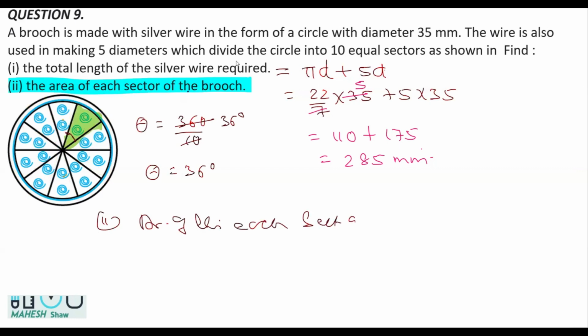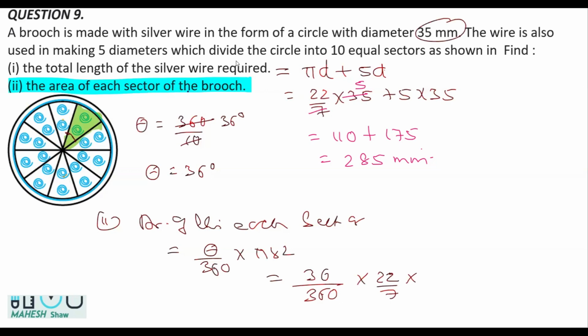sector. And what's the formula for a sector? That is theta over 360 multiplied by pi r square. Let's plug in these values here. Theta is 36 divided by 360 into pi, which is not mentioned, so I'll be taking 22 by 7 into r square. The diameter is 35, so the radius will be what? 35 over 2, half of this.